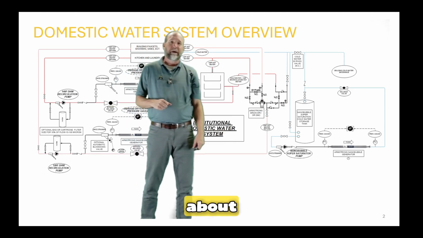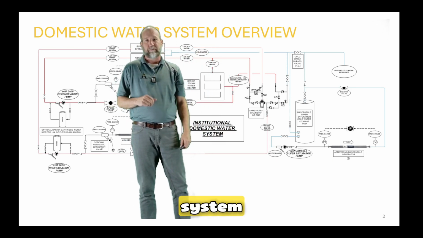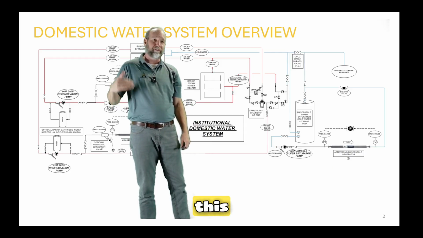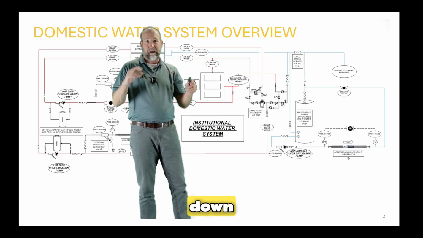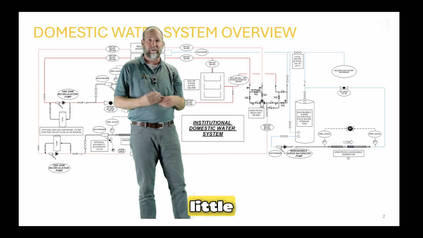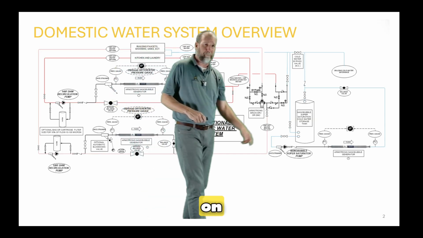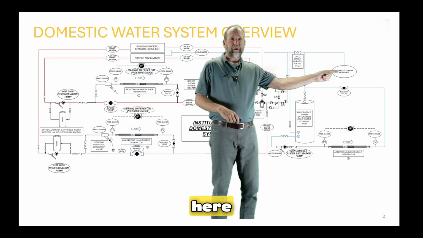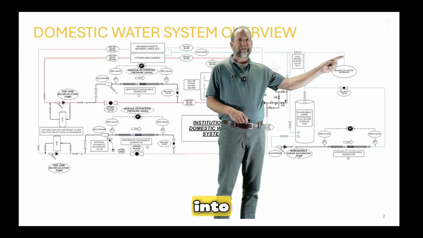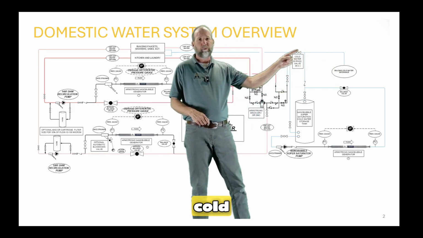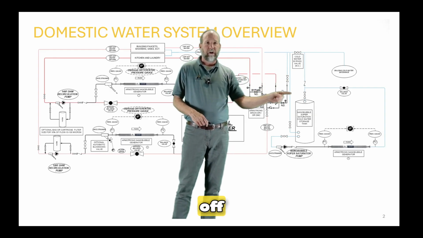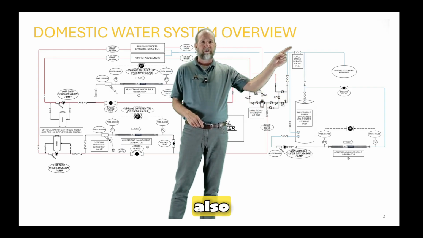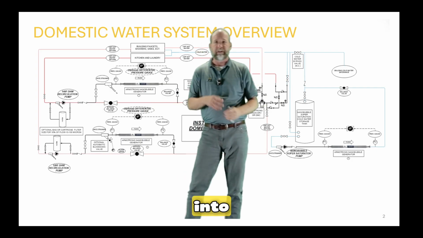All right, let's talk about a domestic water system in an institutional building. Let's walk through this entire system. Then we'll break it down section by section so you have a little better feel for everything that's going on. We're going to start over here with the cold water entrance. Cold water comes into the building right here. As that cold water comes in, it can split off and go to a mixing valve, and it can also travel through and go on into your building, right?